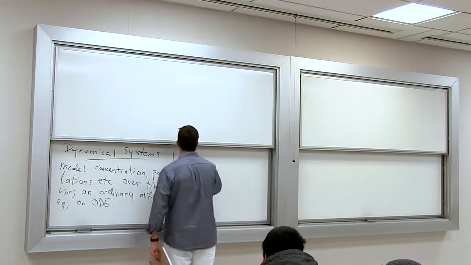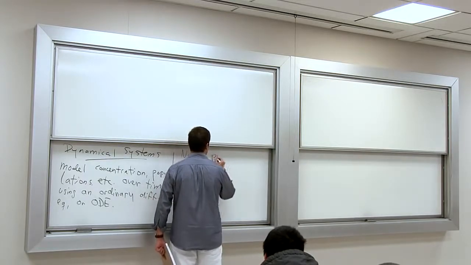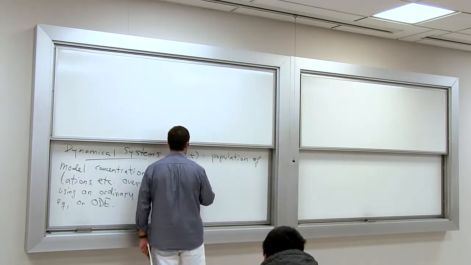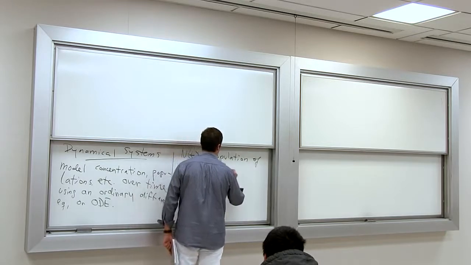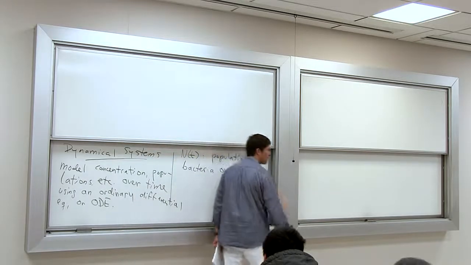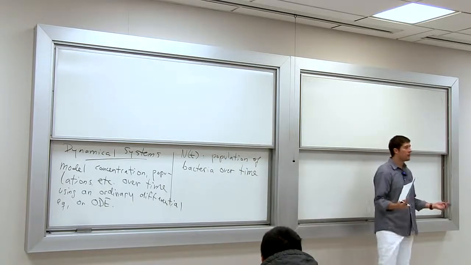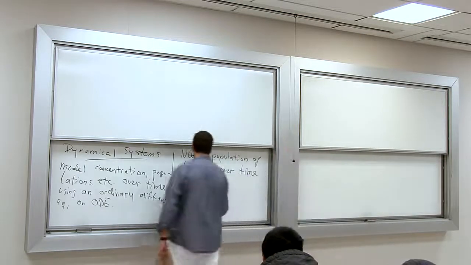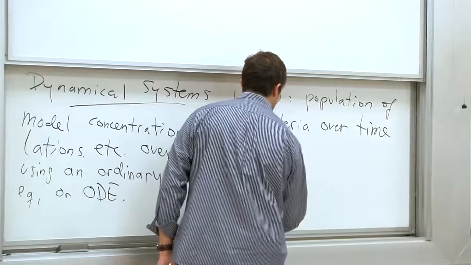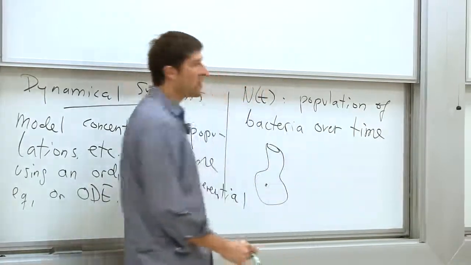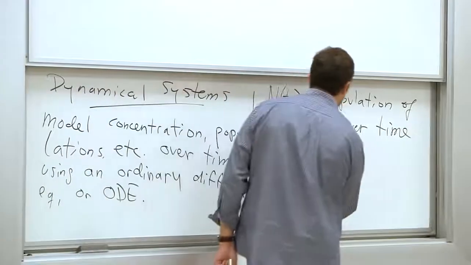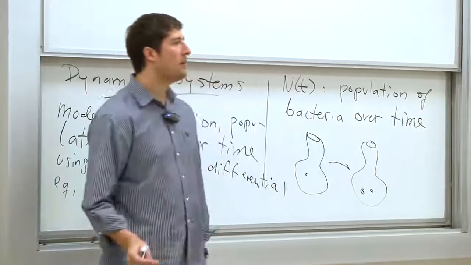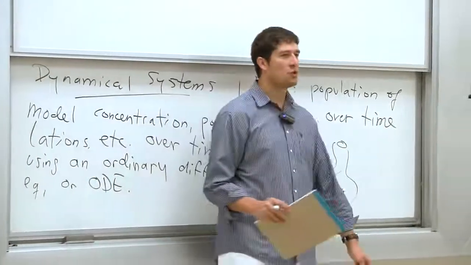So suppose that N of t is the population of bacteria over time. So you grab a bottle of bacteria, actually a bottle of sugar, and you put a bunch of bacteria in it, and you let the whole thing evolve over time. So here's a bottle. Let's say that you start with just one bacterium, and after a while you wait, and you get 2 bacteria. Okay?